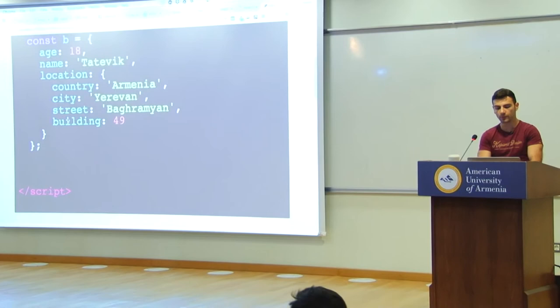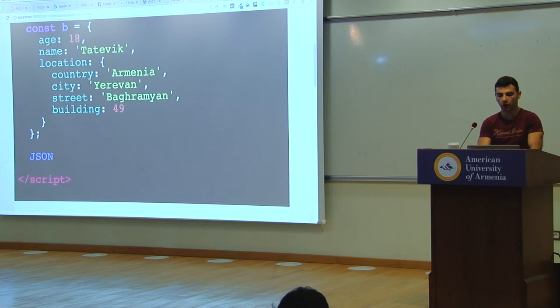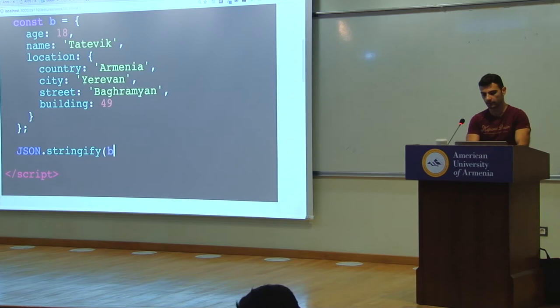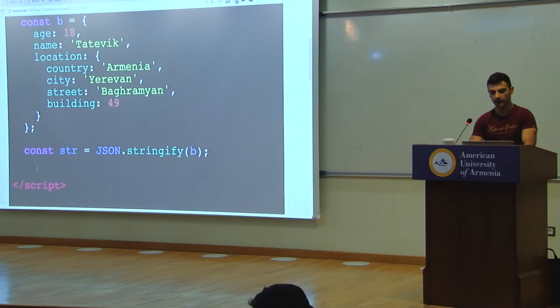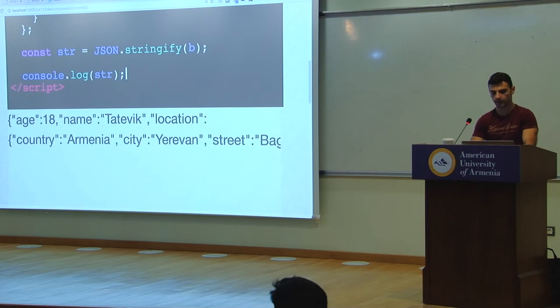So let me turn this B into a JSON string. In your browsers, and in most JavaScript execution environments, there's an object called JSON. That object has a function attached to it called stringify. You can then pass to it an object, and this will return to you a string. Let's print that string. There it is.